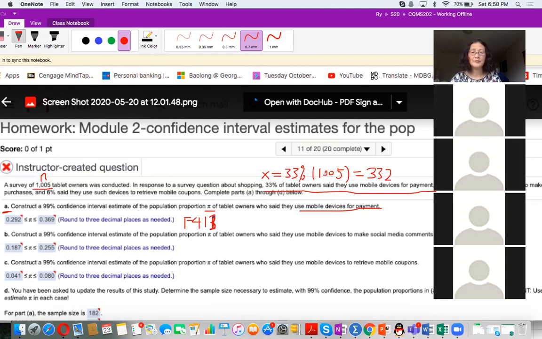The starting point for calculator F4, F1, F3, and then C level, you type in 0.99. X, you type in 332. N, you type in 1005. Press EXE. Okay. And you will get these two numbers. Okay, so that is this question.